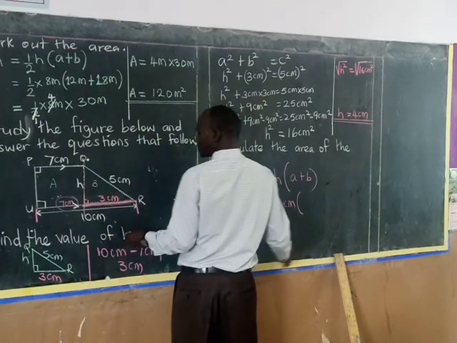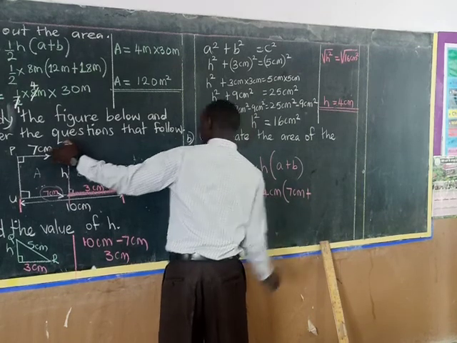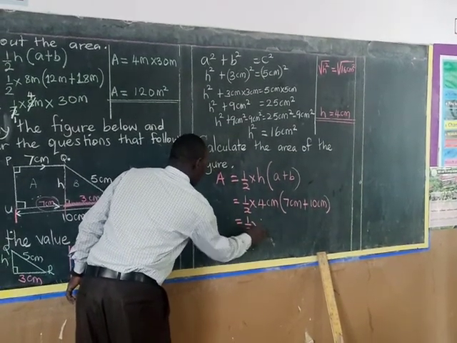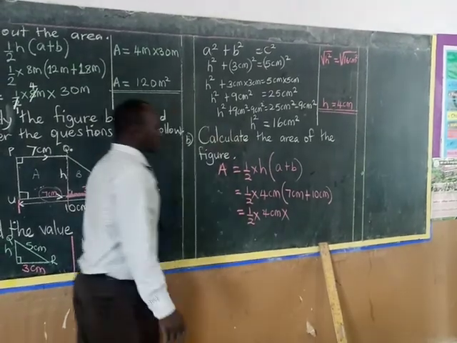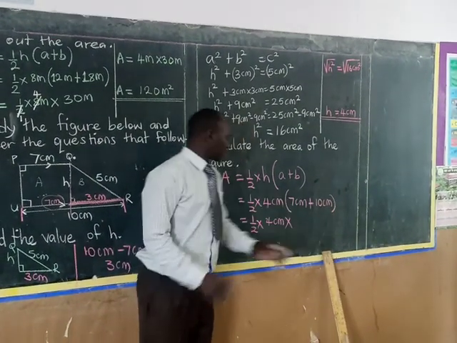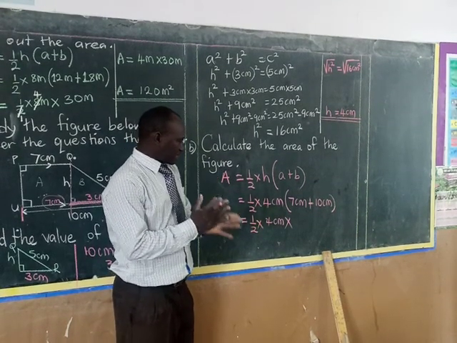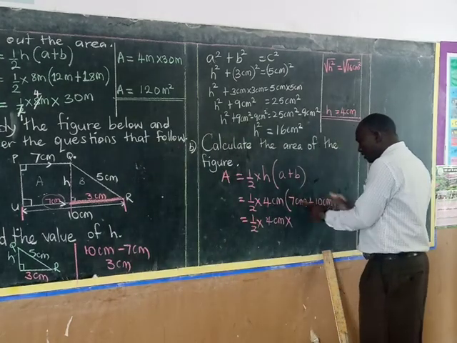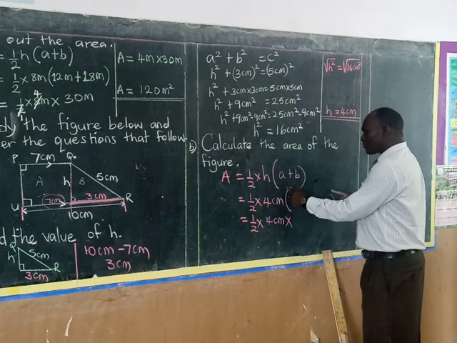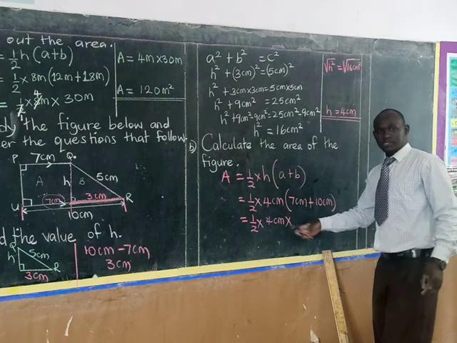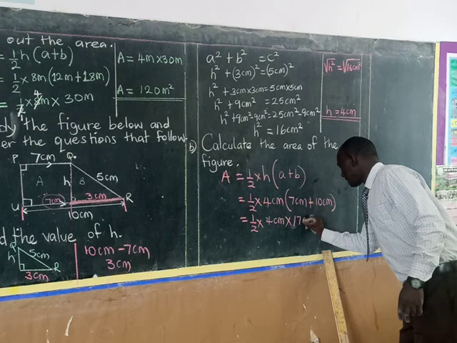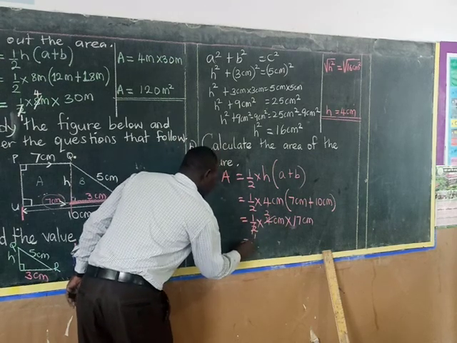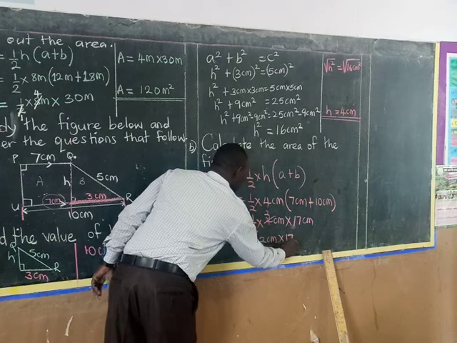centimeters times my a, which is 7 centimeters plus 10 centimeters. So I have a half times 4 centimeters, then times, of course, 7 plus 10, which gives us 17. The reason we are multiplying is because of the brackets. We have simplified what is in the bracket: 7 plus 10 gives us 17. To remove this bracket, we use the operation sign, that is multiplication. So this is 17 centimeters. 4 divided by 2 gives us 2. So I have 2 centimeters times 17 centimeters.